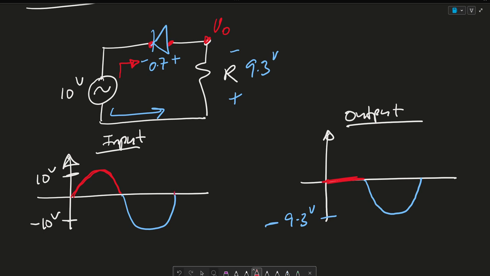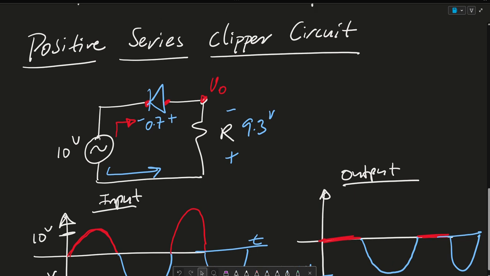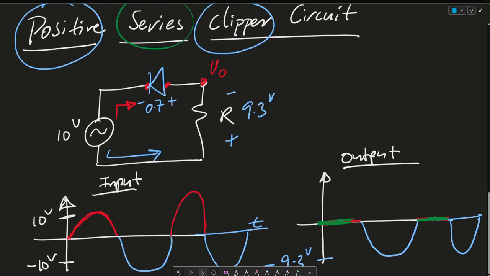And again, if we do another waveform, it will be clipped and this will pass through. So I hope this makes sense as time goes on. And again, it's considered a positive clipper. The positive clipper comes from the positive end being clipped. It's in series, so we call it series. So it's a positive series clipper circuit.